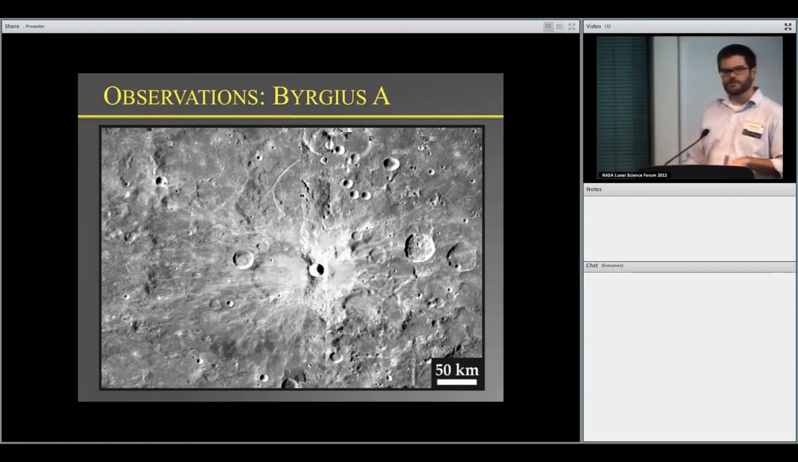This is Burgess A. This is an LROC WAC image of Burgess A, centered right here in the middle. It has very extensive and bright ejecta deposits. Burgess is right here. It impacted the rim of Burgess. And if you were to draw a generous circle around what would be continuous looking, this certainly doesn't represent the continuous ejecta blanket.